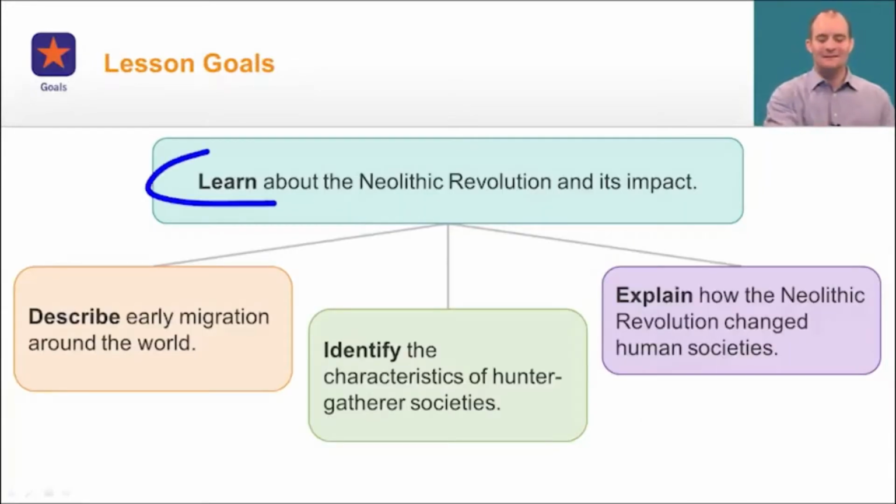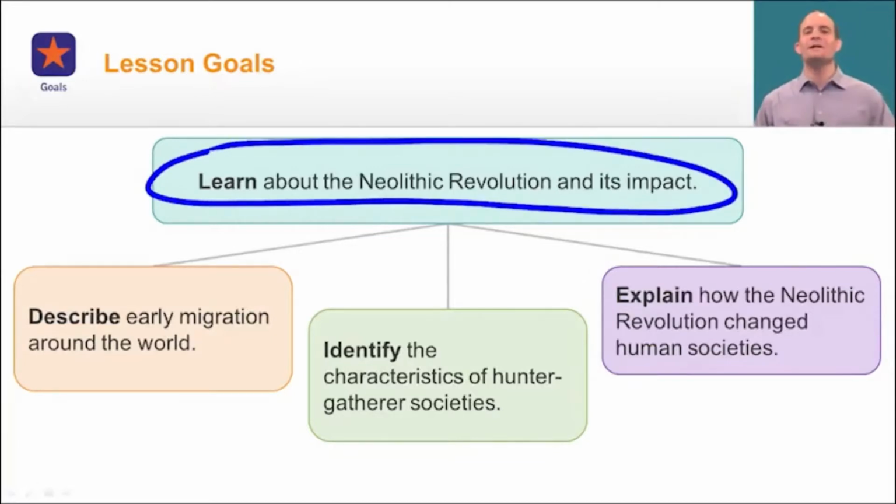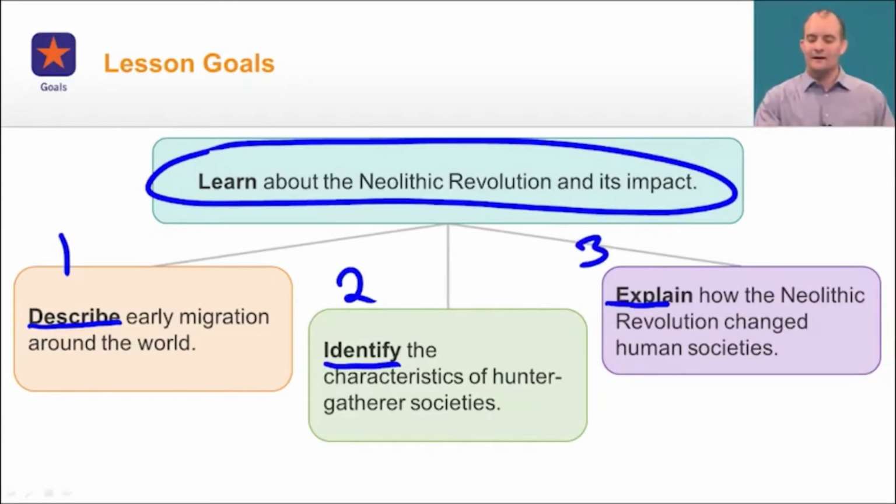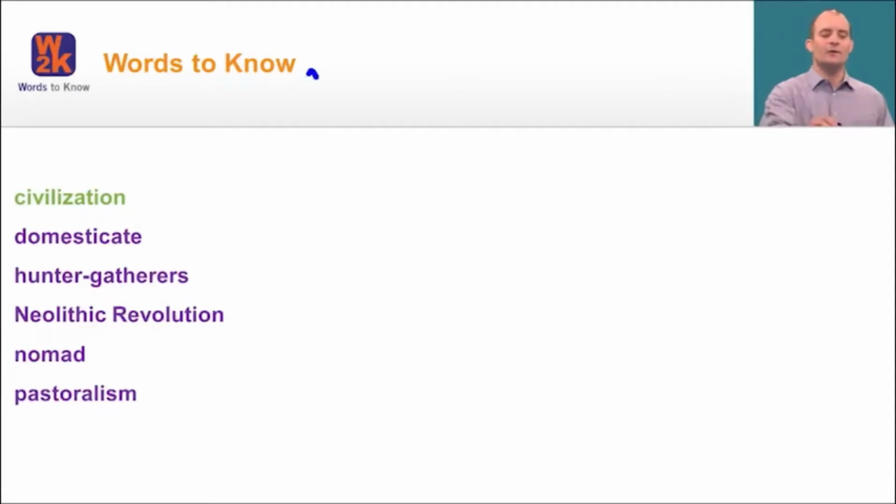Well, to learn about the Neolithic Revolution and its impact, we need to break it down into three separate parts. First, we need to describe early migration around the world. Second, we need to identify the characteristics of hunter-gatherer societies. Third, we need to explain how the Neolithic Revolution changed human societies. But before we do any of that, let's take a look at your words to know.